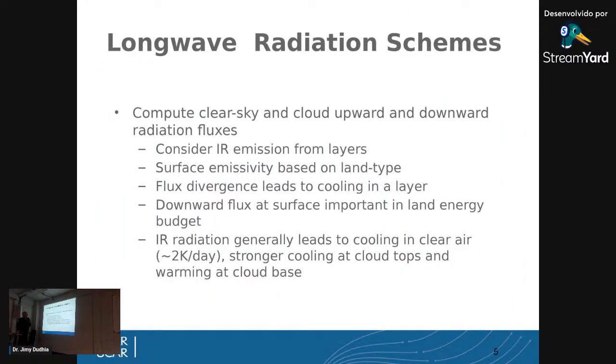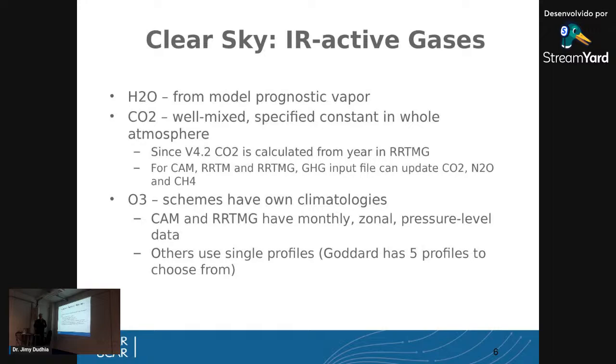In the long wave schemes, we compute the clear sky and cloudy upward and downward radiation fluxes. We consider the infrared emission from layers and the surface, so it's a layer by layer model. It's one-dimensional effectively for each column. The surface emissivity is based on land type. Usually the surface is close to a black body. Emissivity is not far from one.